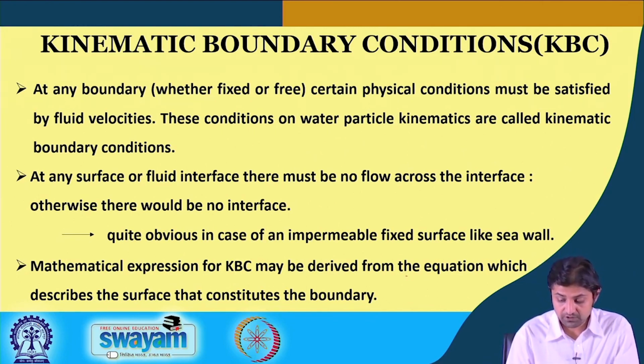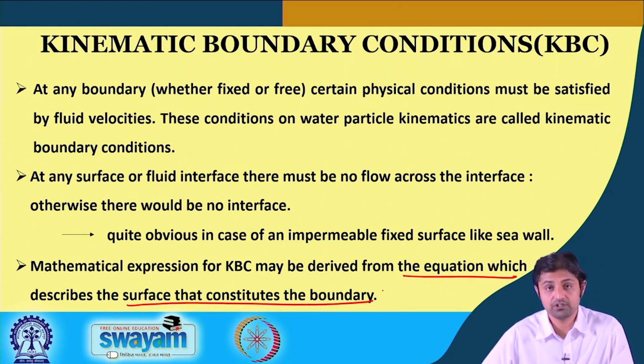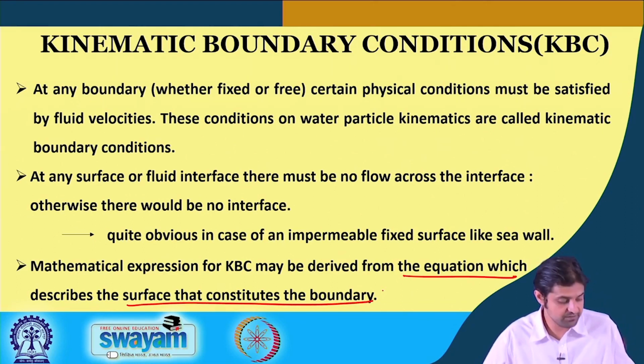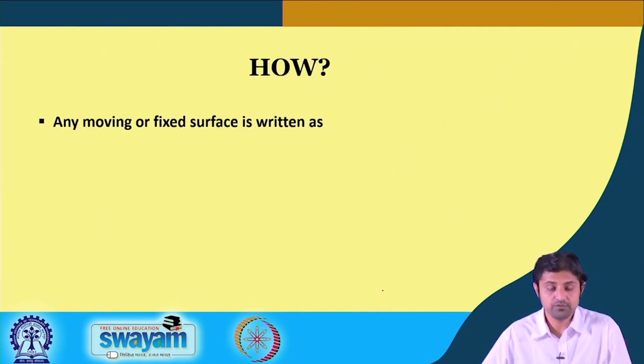Derived from the equation of the surface that constitutes the boundary. So, if we define a surface, we can determine the kinematic boundary condition. We will understand this with an example. How? We say that any moving or fixed surface can be written as f(x, y, z, t) = 0. How it depends on x, y, z and t we do not know, but let us say there is such a function.